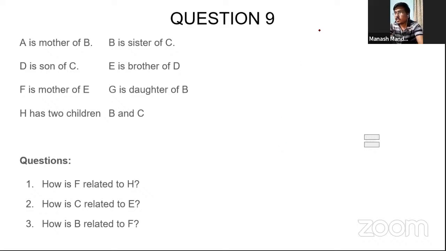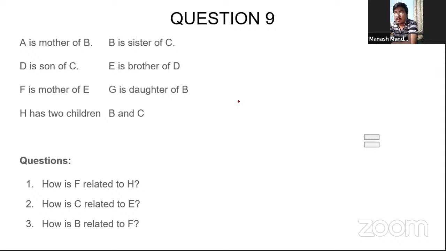Okay. So Apurva is saying F is the granddaughter of H. She is the mother of E. Okay, let us solve. Is there anyone else who wants to try? Okay, we'll be proceeding with the solution then.